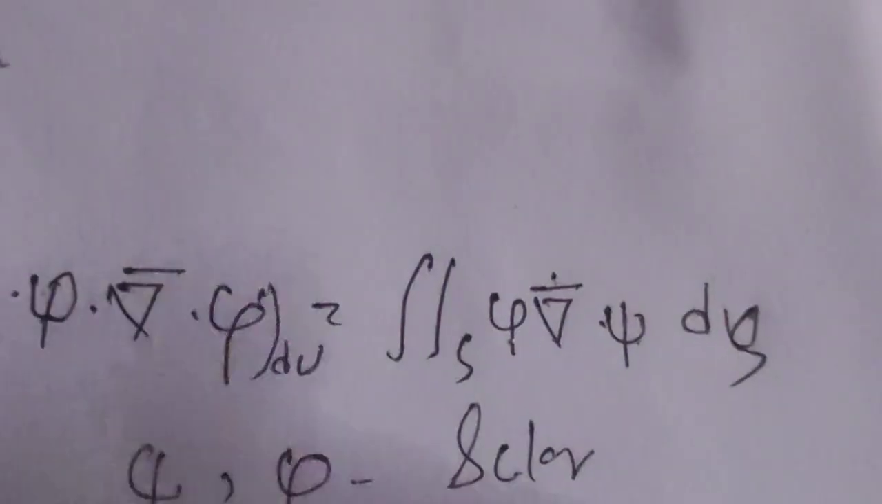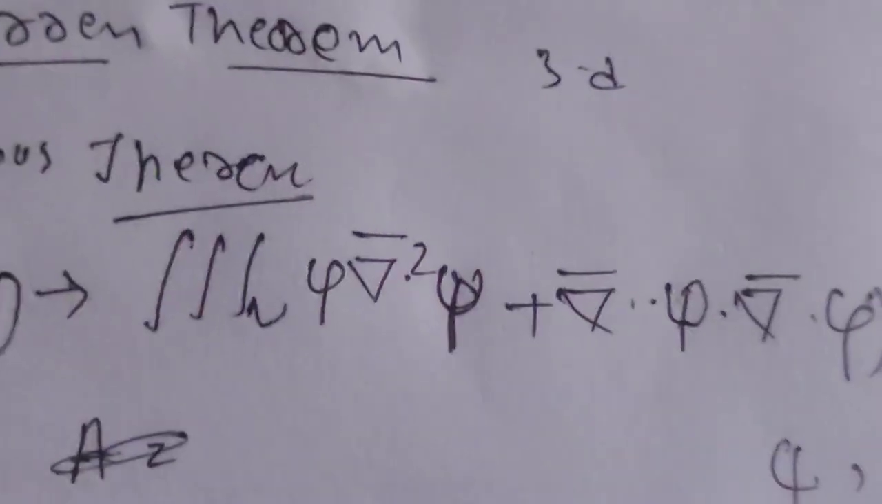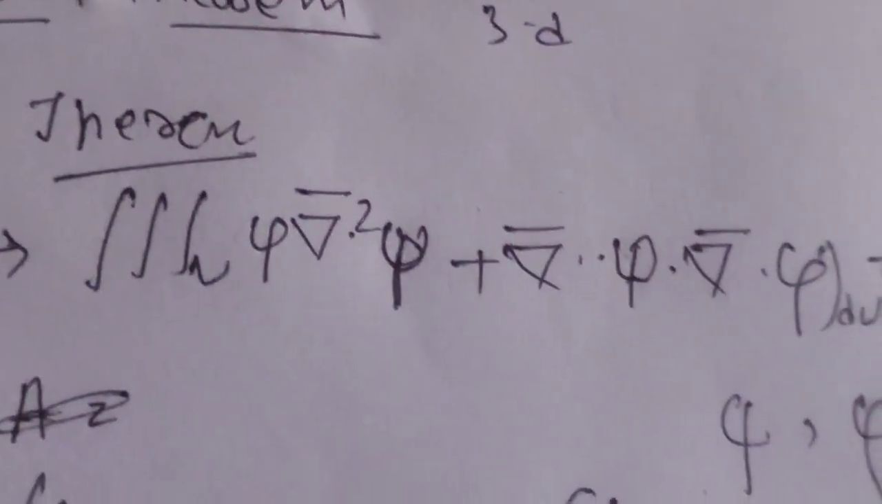So this is the overall Green's theorem, which is very beautiful. Here phi and psi are scalar functions. In the next video we talk about the second form, and Green's theorem for 2D.